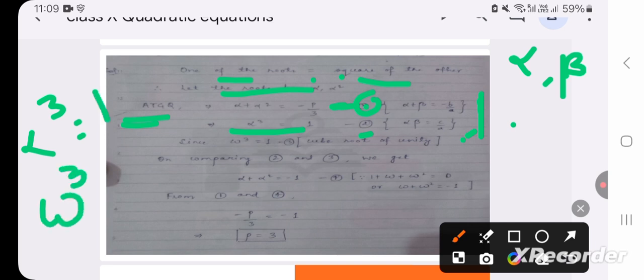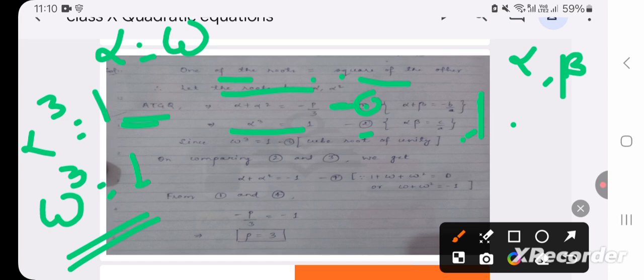that is the first equation. So our first equation will become alpha plus alpha square is equal to minus p by 3, and our second equation will be alpha cube is equal to 1. Now here alpha cube is equal to 1, and we also know, on comparing it with the cube roots of unity, that omega cube is equal to 1. So here alpha can be said to be equal to the cube root of unity, that is omega.